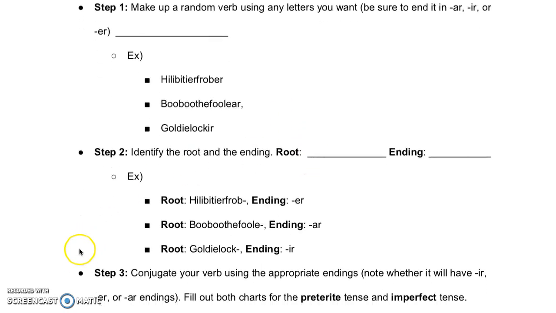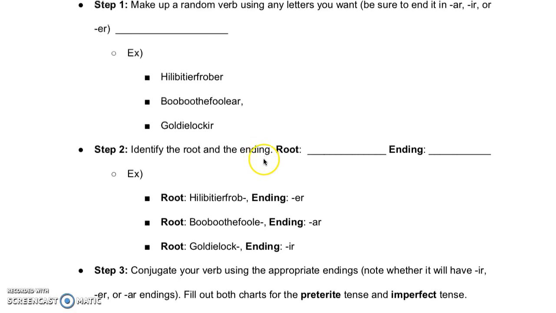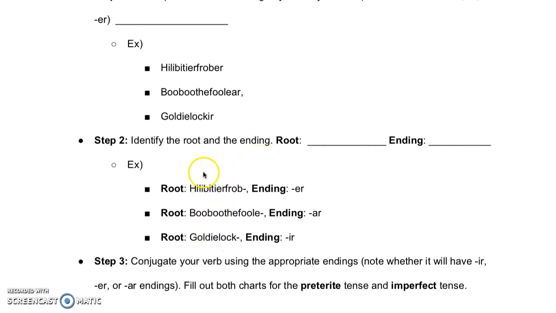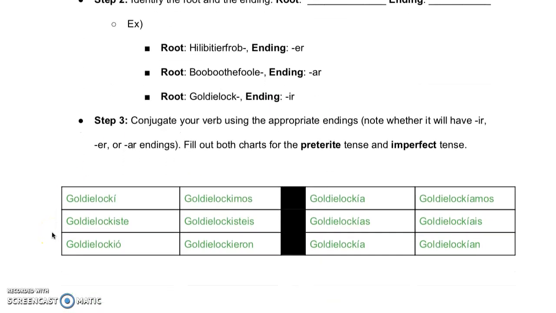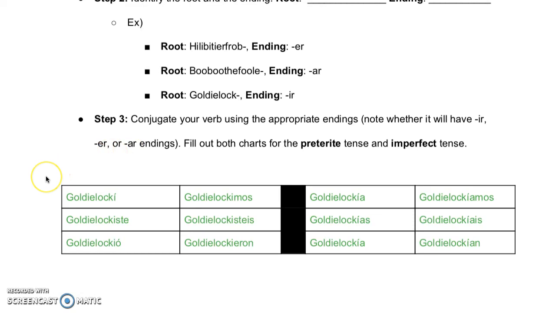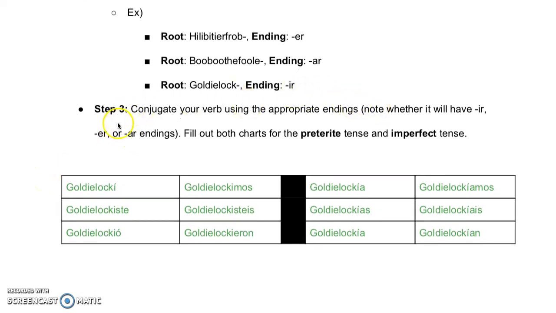So then step 2, they're going to take that verb that they created, and they're going to tell us the root and the ending. So for example, with these crazy words, for Goldilocks here, let's go with that one. The root would be Goldilocks, and the ending is IR. And for all the rest, the ending is ER, AR. Then for step 3, they're going to be conjugating their verb using the appropriate endings, whether it will have IR, ER, or AR verbs. And they're going to fill out both charts for the preterite and the imperfect tenses.